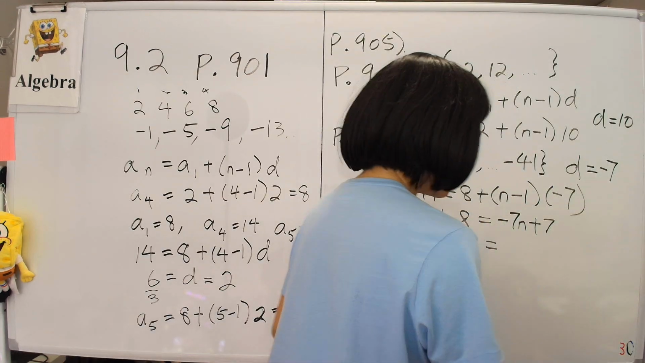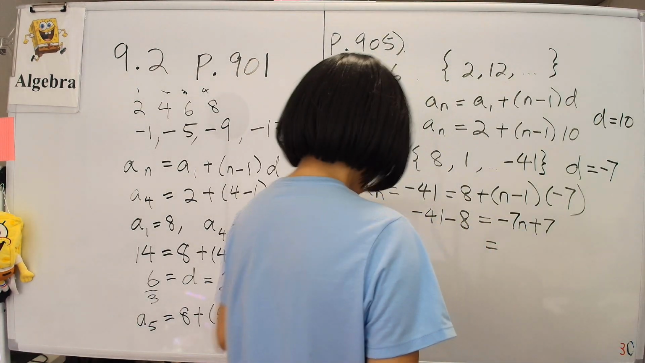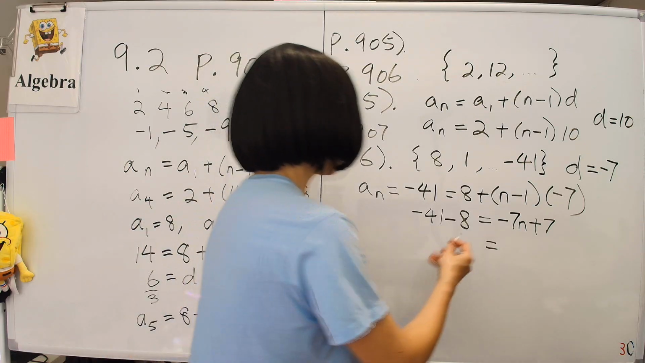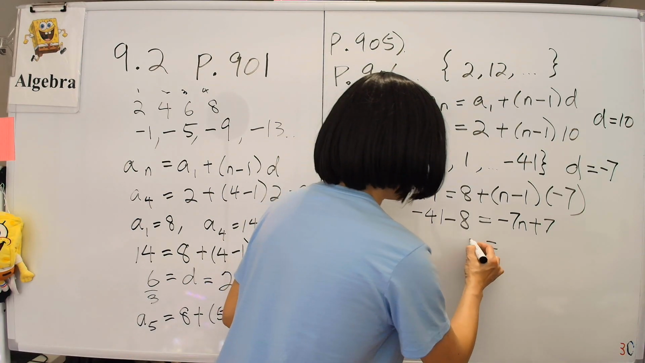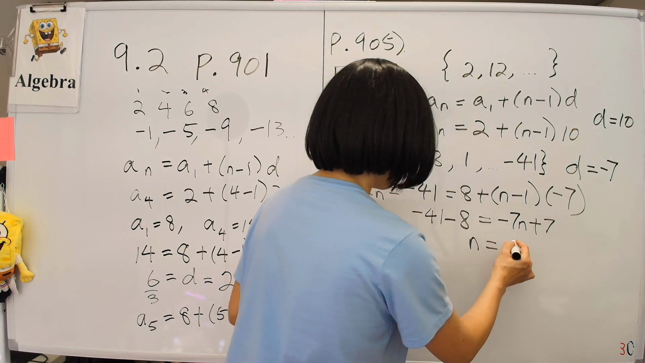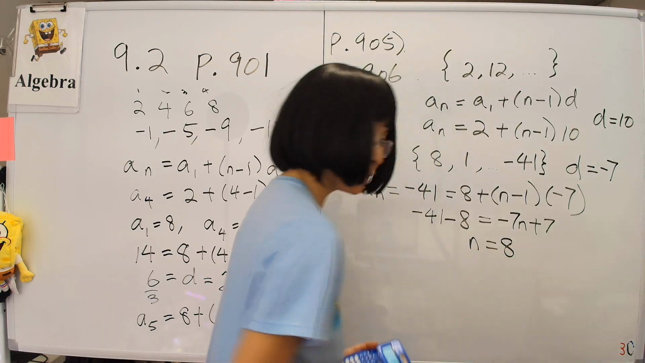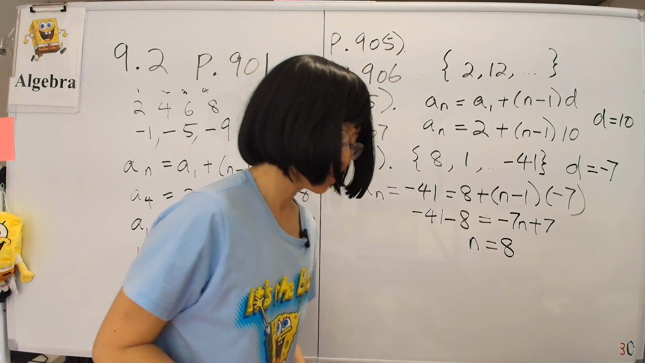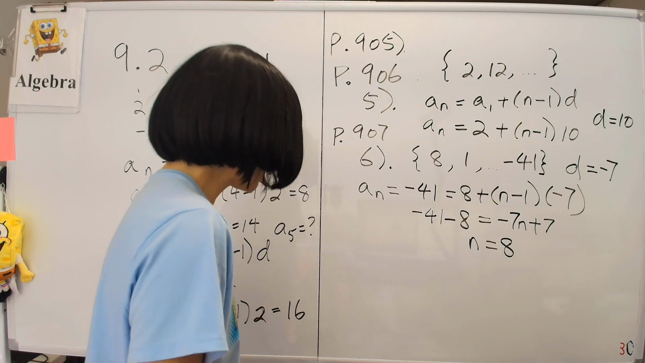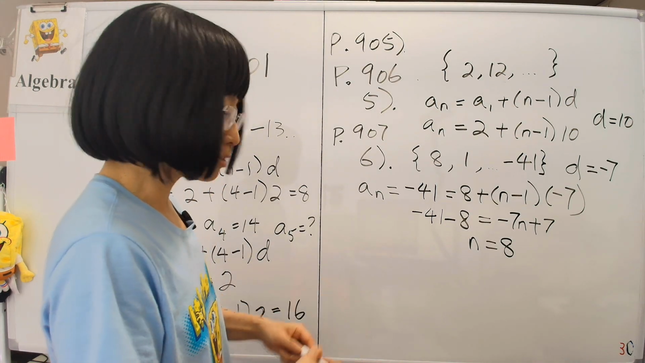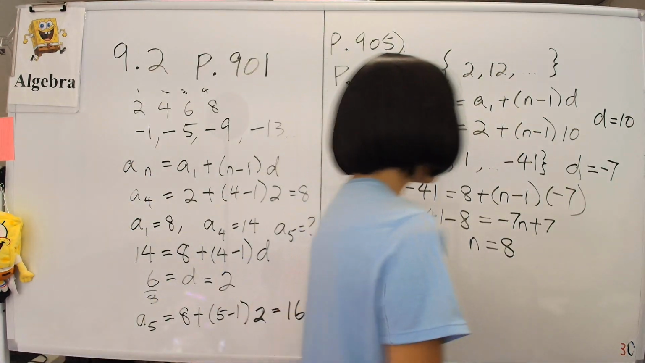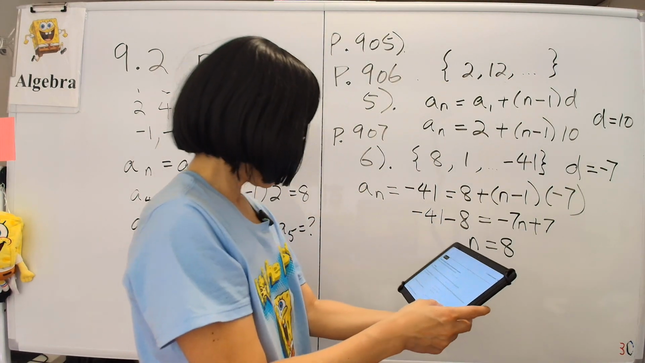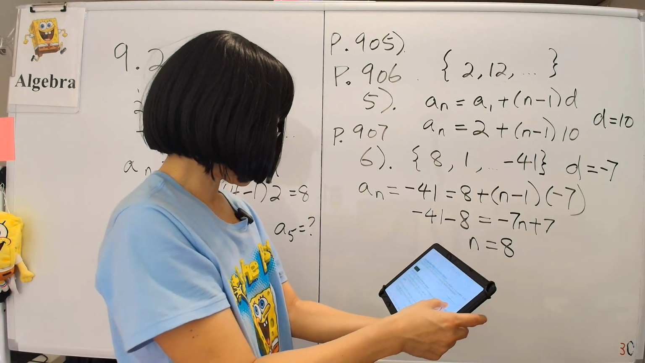Did I say 8? Yeah, I said 8. So n equals 8. Now remember, n has to be a positive whole number. If it's a decimal, you calculated something wrong, or something is wrong about it. So n equals 8 is the answer to this problem, example 6. And that's what the book says as well.